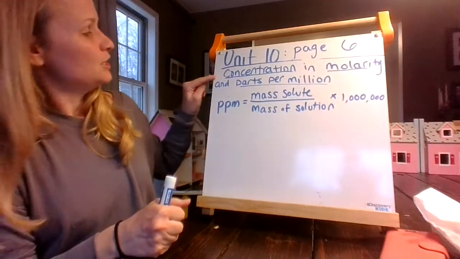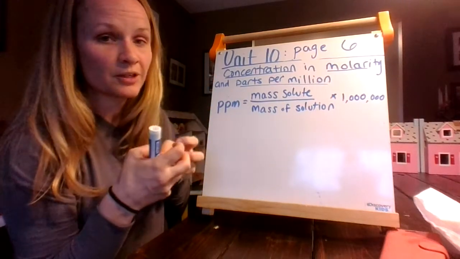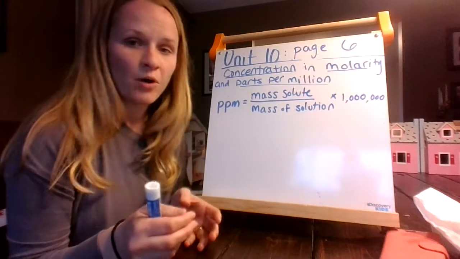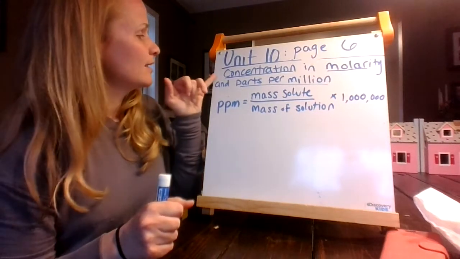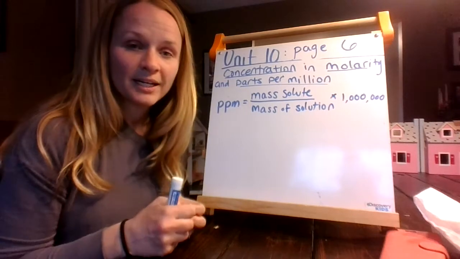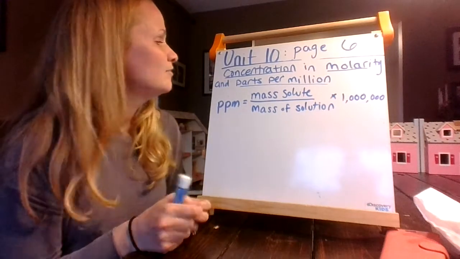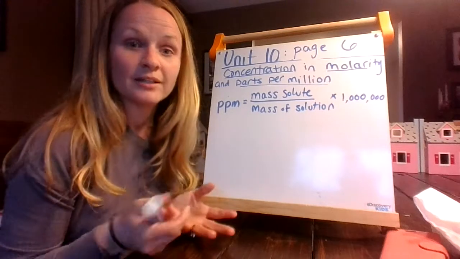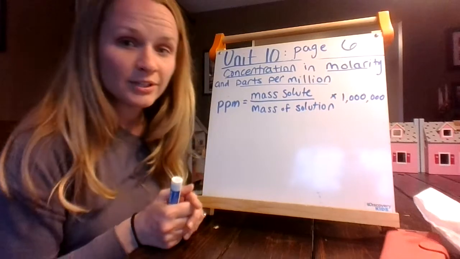So concentration is like how strong is my lemonade? Is it super concentrated or is it really watered down? That's what the word concentration means. If it's really strong lemonade, with tons of solute in it, it's going to be concentrated. And if it's really watered down and diluted, we call it dilute. All right, and there's two ways to calculate how concentrated something is.